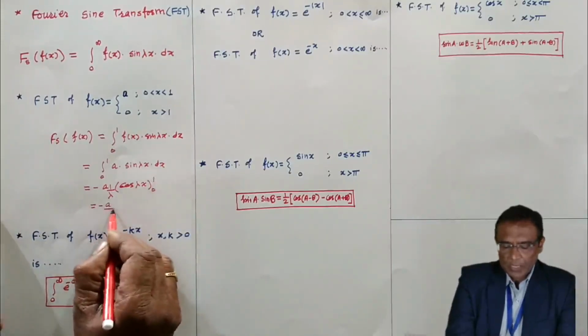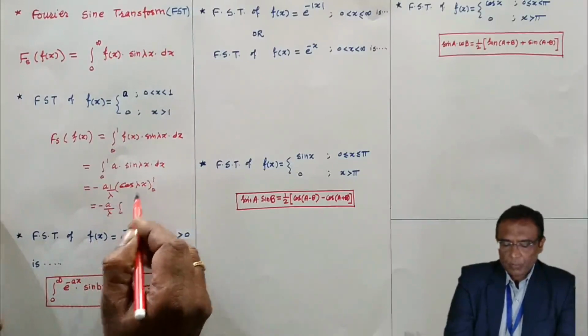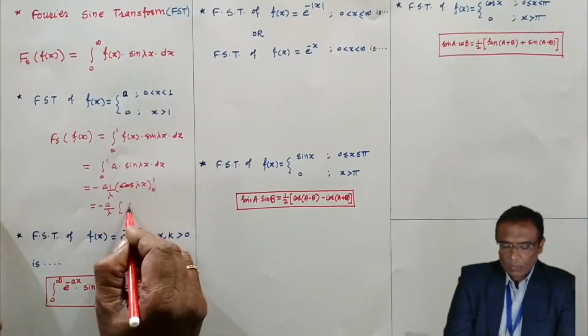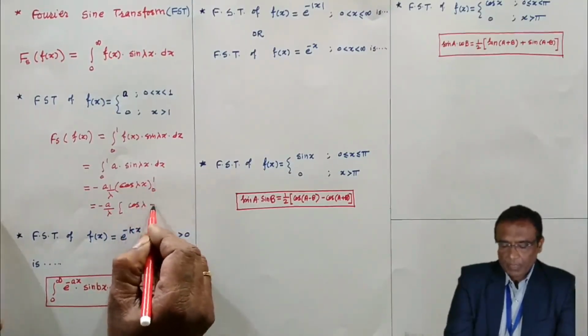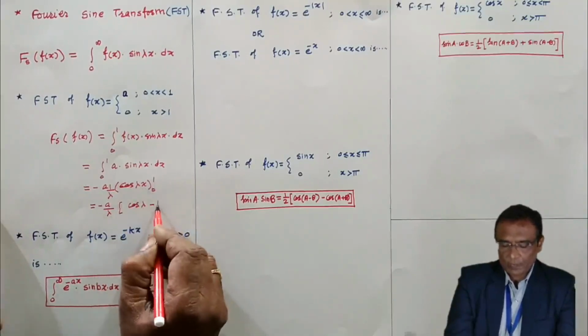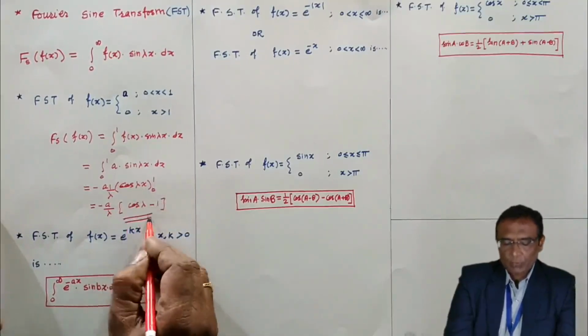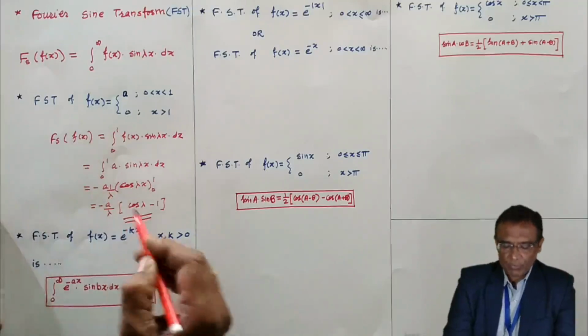Minus a by lambda as it is. Put x equal to 1, cos of lambda, minus, put x equal to 0, cos 0 is 1. In this way, we found the Fourier sine transform of f(x).